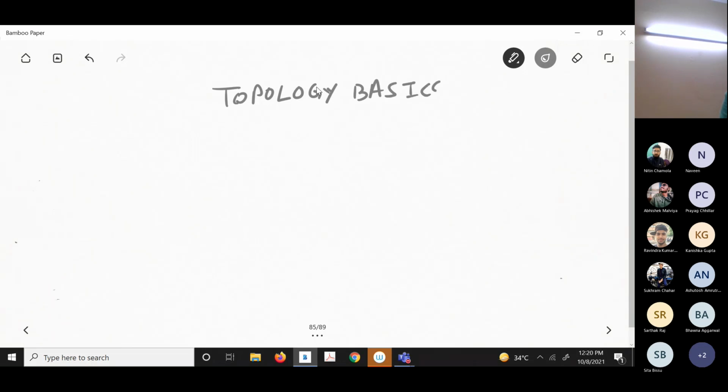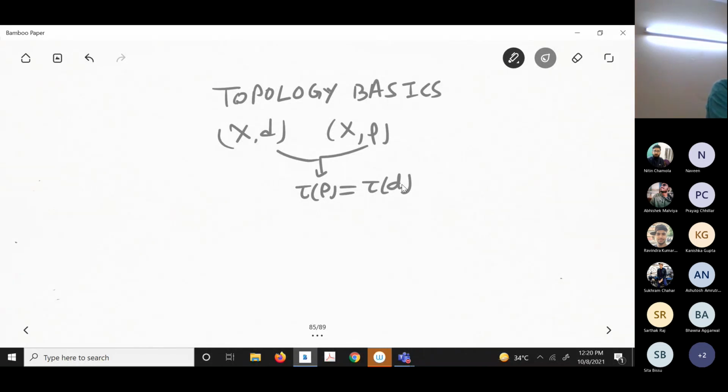This is related to equivalent metrics. I have two metrics, and I say they are equivalent if they generate the same open sets, that means tau rho is the same as tau d. From now onwards we will study many properties given by the open sets. I do not need to bother which metric is giving them, d or rho. These properties are determined by the open sets, not directly by the metric. But you may argue that I am getting my open sets from a metric. That is fine, but different metrics can give you the same family of open sets. I also need to know whether my choice of metric really affects some property.